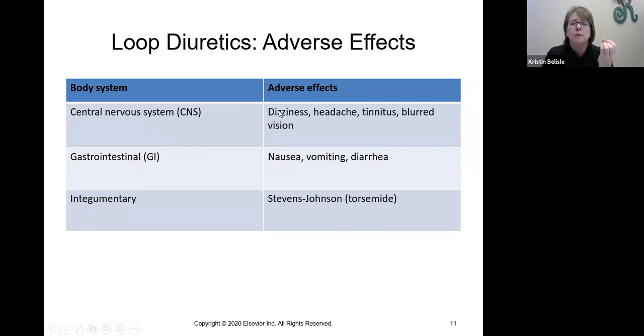So in the central nervous system, we can have dizziness, headache, tinnitus, blurred vision. GI: nausea, vomiting, diarrhea. But one of the things I want you to really look at is Stevens-Johnson syndrome with furosemide. That's our skin. If you don't know what that is or you've never seen it, look it up and look at images, and it's going to give you these pictures. It is life-threatening. So it is vitally important that we look and pick up on that, especially when we're giving furosemide.